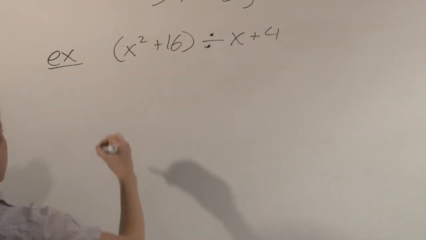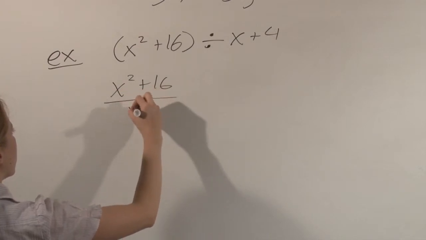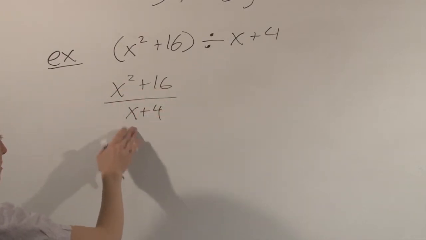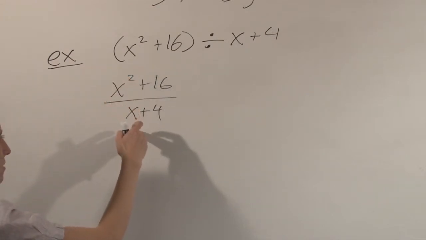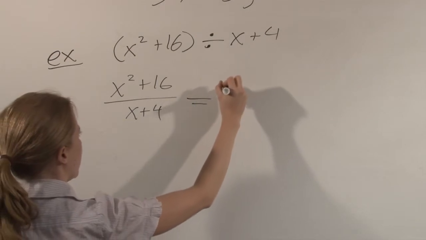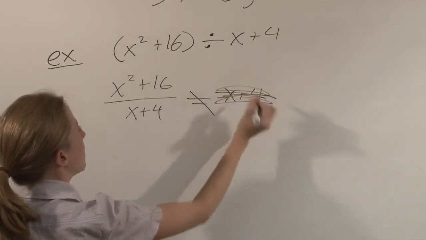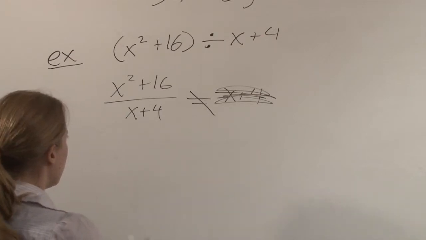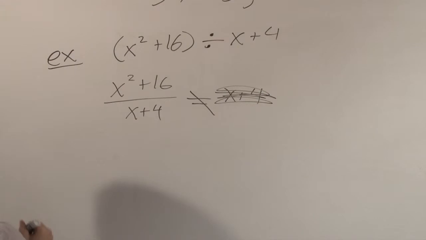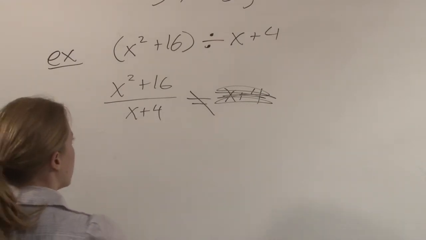Here's another example. If I wrote this one as a fraction, a lot of the time people would be very tempted to just divide the x squared by x and the 16 by 4 and think that that would be x plus 4. That is not true, because you have to be able to divide both terms on top by whatever you have on the bottom. So we're going to do this one with synthetic division.